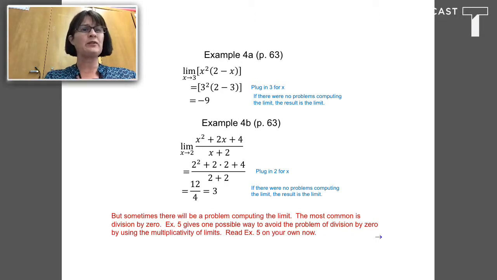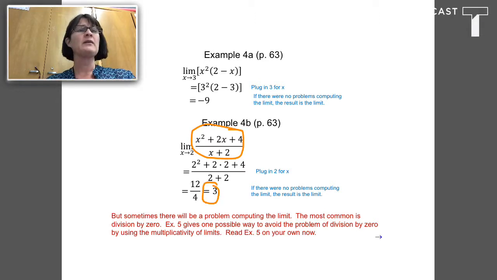4b is also an example of a well-behaved function. This is my well-behaved function. If I plug 2 in for x, if I replace all the x's with 2 and I evaluate, so 2 squared plus 2 times 2 plus 4, I get 12 divided by 4, which I can simplify to 3. So I would say the limit of x squared plus 2x plus 4 all over x plus 2 as x approaches 2 is 3. You can see here some instructions for you.